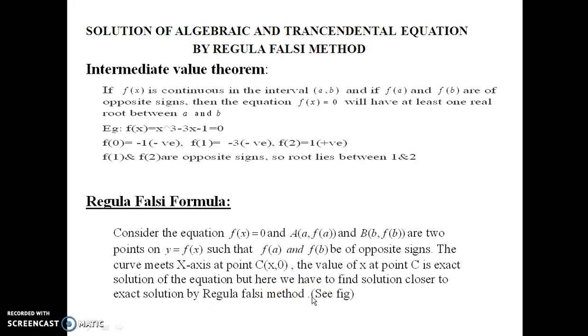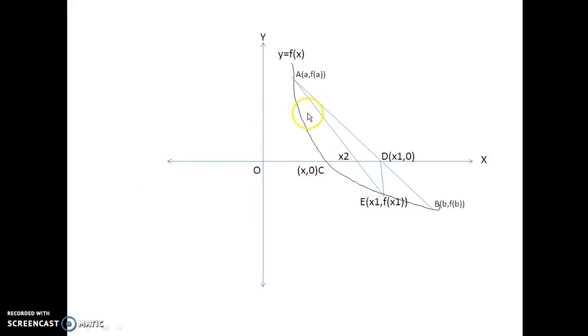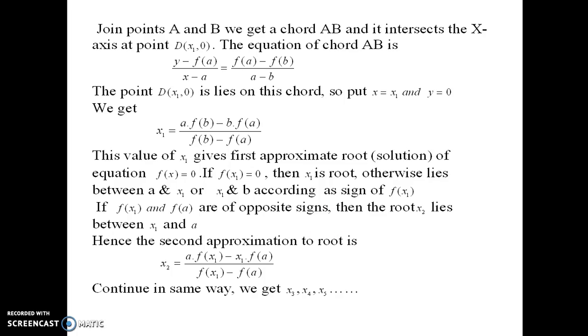See the diagram shown. Here the curve intersects the x-axis at point C, and A is one point, B is another point on the curve. Join the points A and B, and we get a chord AB which intersects the x-axis at point D having coordinates (x1, 0). The equation of the chord AB is (y minus f of a) upon (x minus a) equal to (f of a minus f of b) upon (a minus b) by the two-point formula. The point D (x1, 0) lies on this chord, so we put x equal to x1 and y equal to 0. We get x1 equal to (a into f of b minus b into f of a) upon (f of b minus f of a).